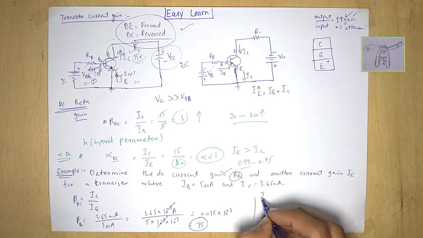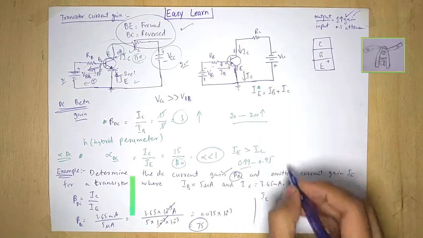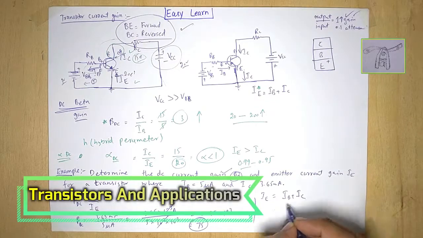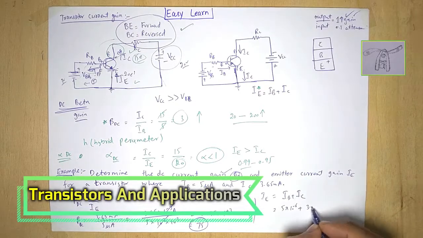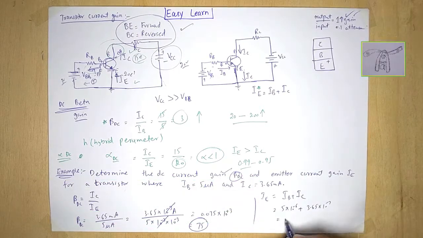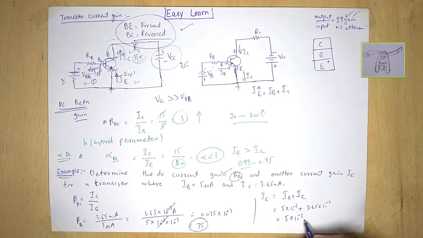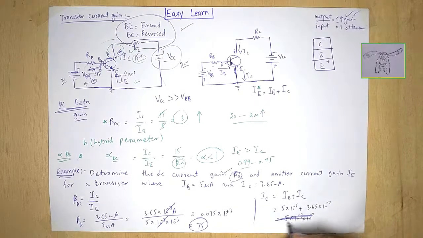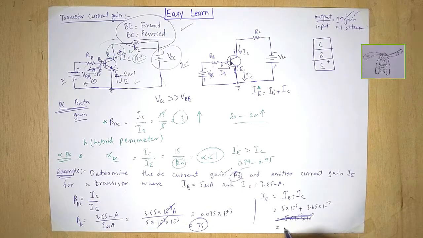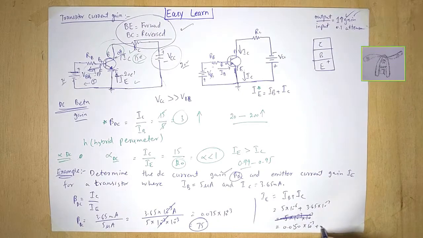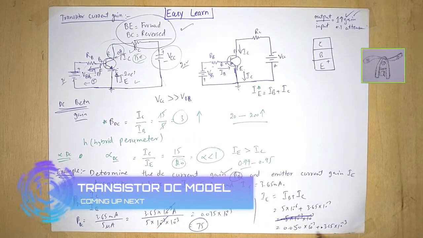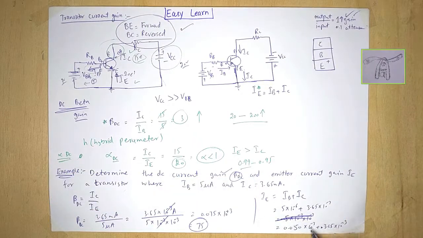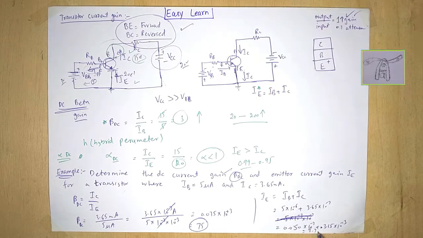And next, how can IE be calculated? The IE formula is very simple: IB plus IC. What is IB here? 5 into 10 raised to power minus 6 plus IC, 3.65 into 10 raised to power minus 3. To simplify this, it means 0.005 into 10 raised to power minus 3 plus 3.65 into 10 raised to power minus 3. I'm just trying to make both units the same. The answer is finally 3.7 milliampere.